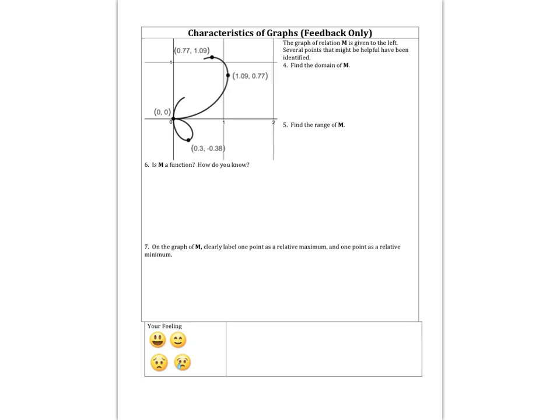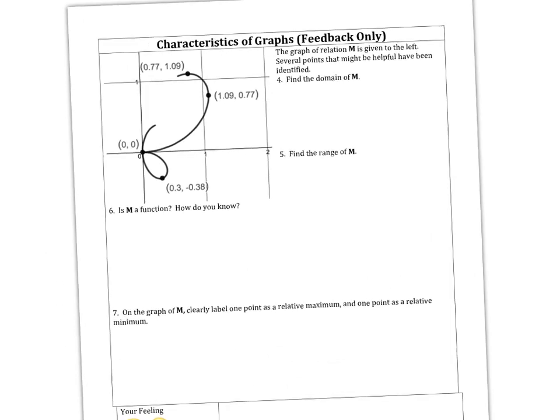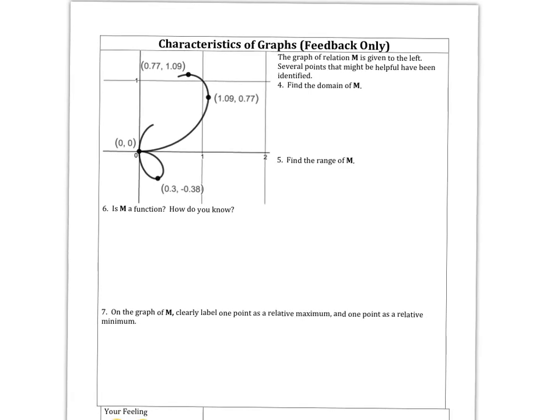Next up, we've got characteristics of graphs. And we've got a lovely graph going on here, kind of a flowery type thing if you kept drawing it. This is a graph of a relation. We just use the word relation because we're not sure if it's a function yet. I'm probably going to identify whether this is a function as part of the thing.